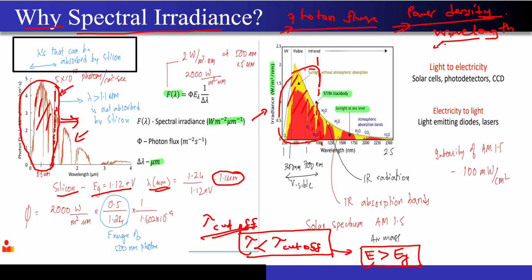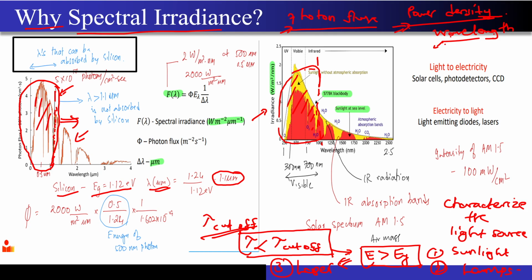And one more reason why we use spectral irradiance is to characterize the light source. What do I mean by that? What are the different light sources that you have heard of? Of course, one is the sunlight. You may have heard about the lamps that are present at your home. The third one is the laser.